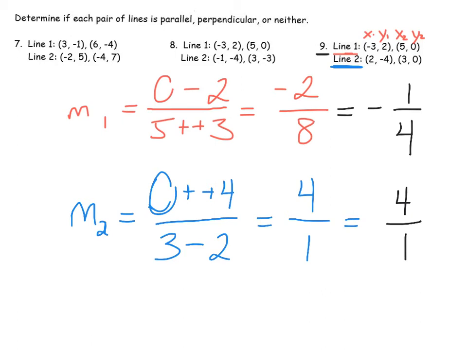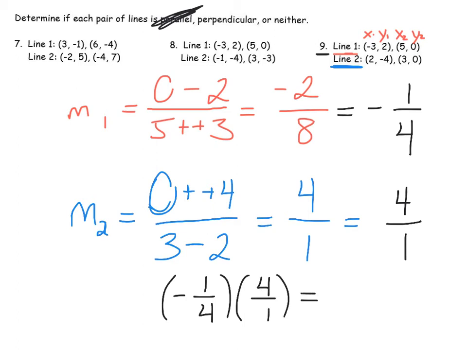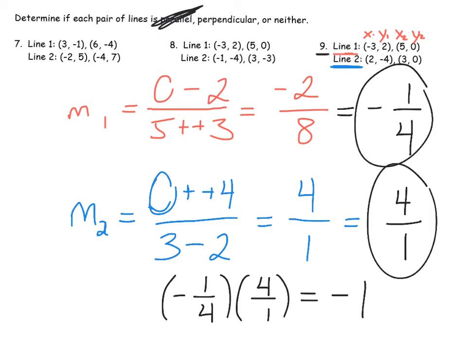My slopes are definitely not the same, so they are not parallel. But it looks like if I multiply these two slopes together, negative 1 over 4 times positive 4 over 1, I'm going to end up with negative 1. And I can clearly see that when I compare them, these two are opposite reciprocals. Okay, so in other words, one is positive, one is negative, and they are reciprocals of one another, 1 over 4 and 4 over 1. So my conclusion is that line 1 and line 2 are perpendicular.